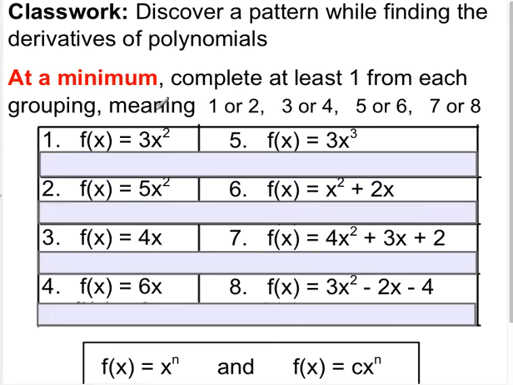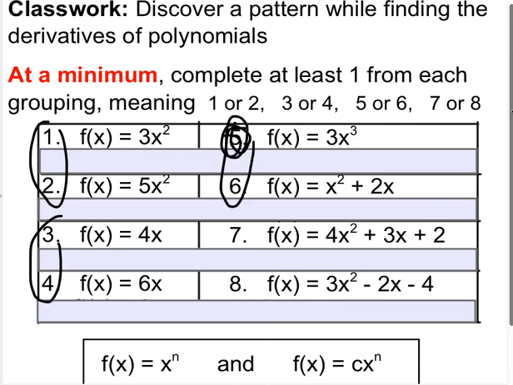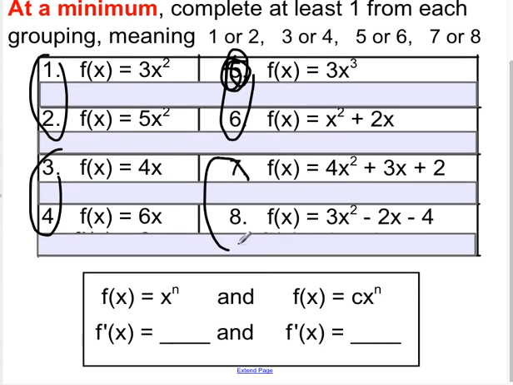So what you're going to do today is see if you can come up with a pattern. When you were looking at those polynomials, some people started to say, this kind of looks familiar. Something perhaps is going on here that might always happen. So you're going to do at least one of each grouping, either 1 or 2, or 3 or 4, or 5 or 6. Actually, maybe do 5 instead because it's the only one with a third power. And then do 7 or 8.